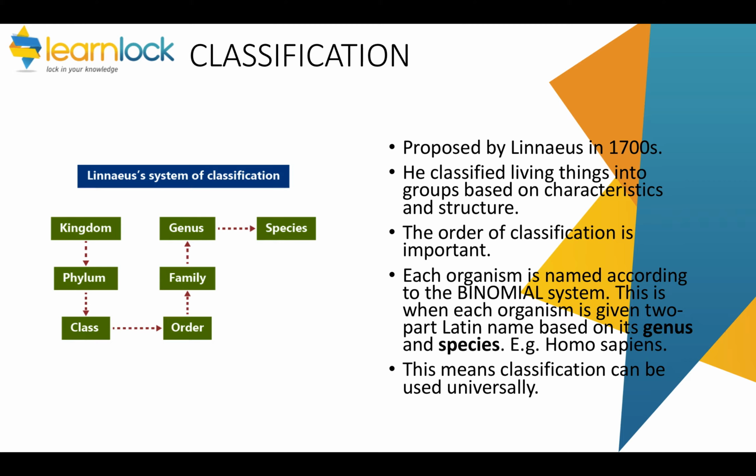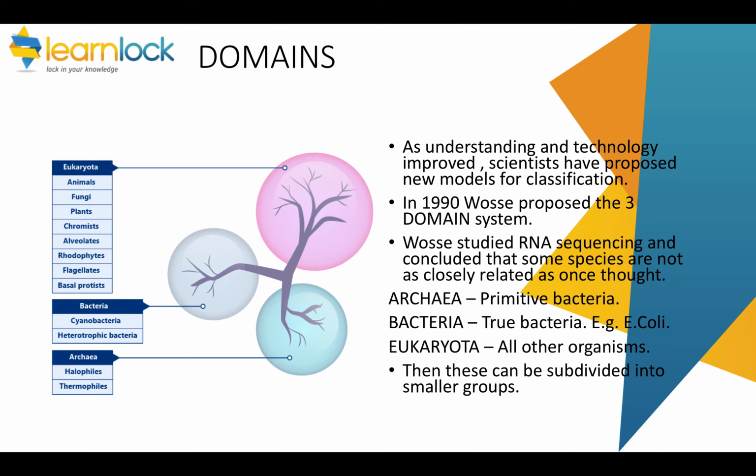Each organism in the world has been given a binomial name, and this is when everything's been given a 2-part Latin name, and that's based on its genus and its species. So humans, their Latin name is Homo sapiens. Homo is the genus that humans belong to. Sapiens is a species, but you say it together, Homo sapiens. And this type of classification therefore means that it can be used universally. In other countries, they'll still understand the rules of classification.